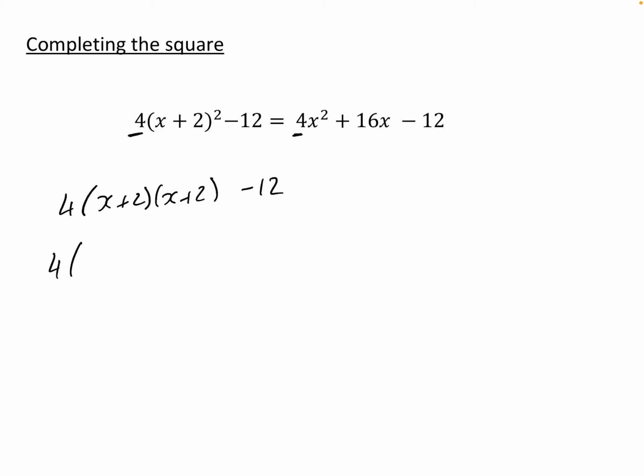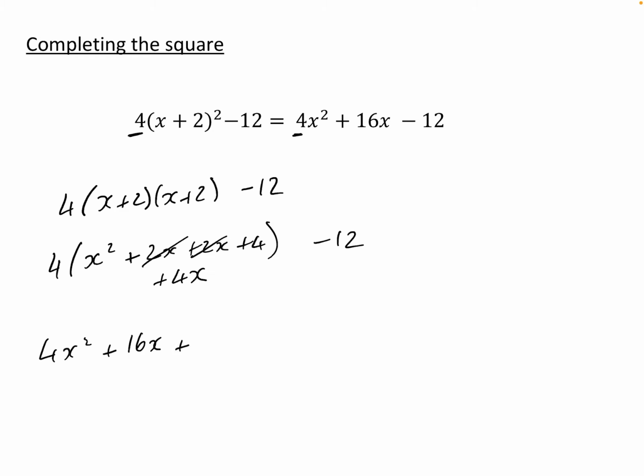So I've got 4, and I'm going to expand my brackets, then I'll multiply by 4 after. So I'm going to keep this in brackets. I'm going to get 4 x squared plus 2x plus 2x plus 4, and I've still got that subtract 12. Combining these 2 like terms, I can simply write it as 4x. Now I'm going to multiply each of these terms by 4, and then after combine this in. So I'm going to get 4x squared plus 16x plus 16, and I've got minus 12 on the end there.